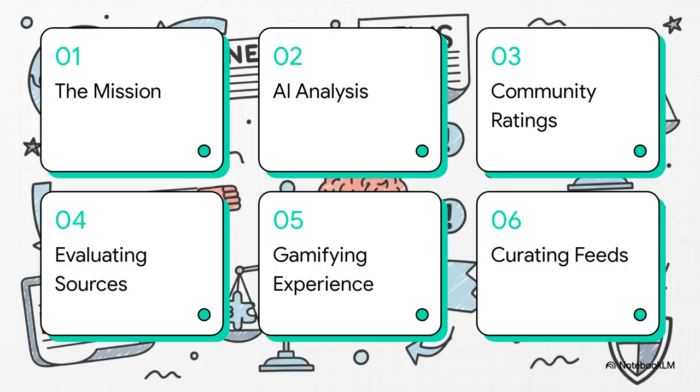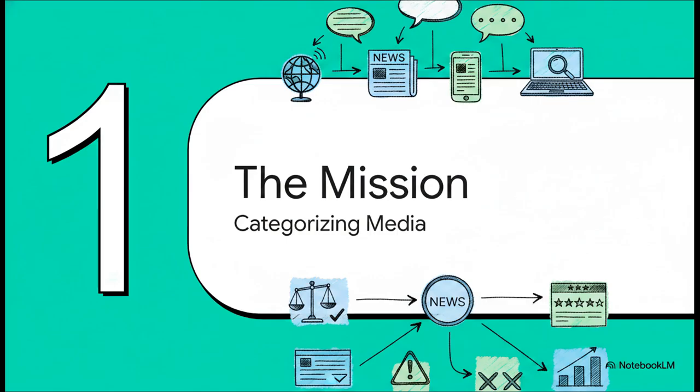So here is our quick roadmap for today. We're going to be covering 1. The mission to rate news, 2. AI analysis and summaries, 3. Community-driven bias ratings, 4. Evaluating sources and authors, 5. Gamifying the news experience, and finally, 6. Curating a personalized feed. Let's start right in with Section 1, the mission to rate news, categorizing the media landscape.